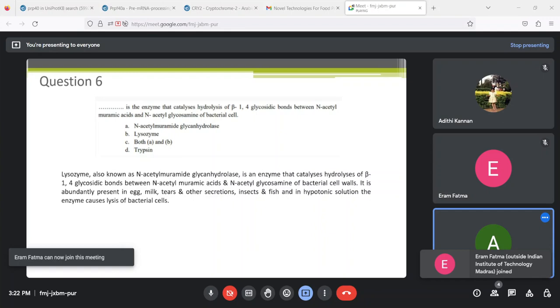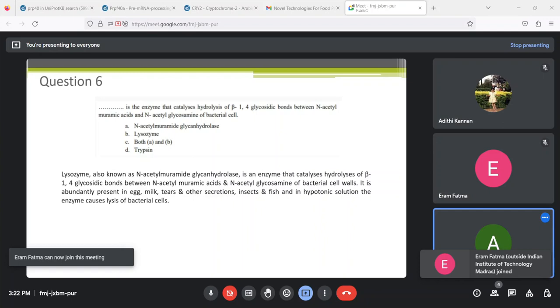So lysozyme, also known as N-acetylmuramide glycanhydrolase, catalyzes the bonds between the NAG and NAM and hence disrupts the bacterial cell wall. So this lysozyme is present in eggs, milk, tears, insects, fish, and other secretions. And how this is processed is that lysozyme is present in a hypotonic solution, and this causes the lysis of the bacterial cell walls.